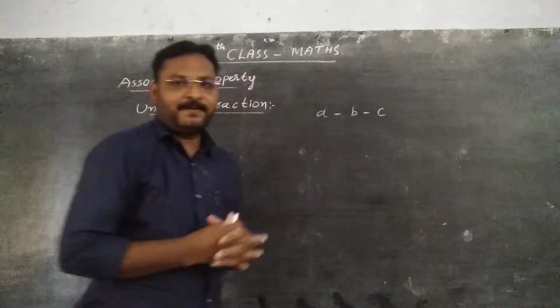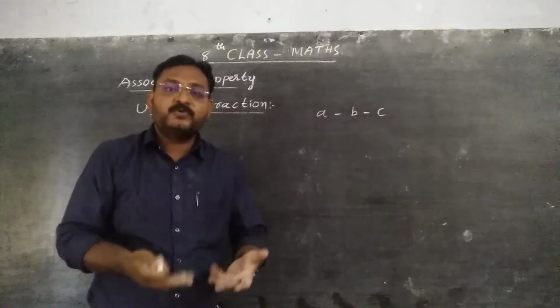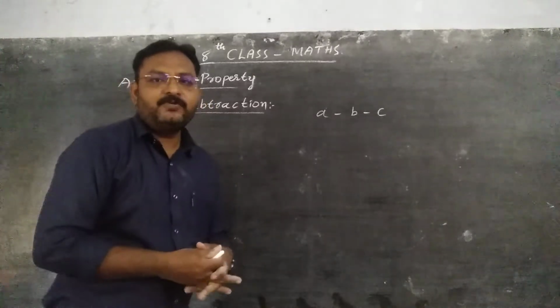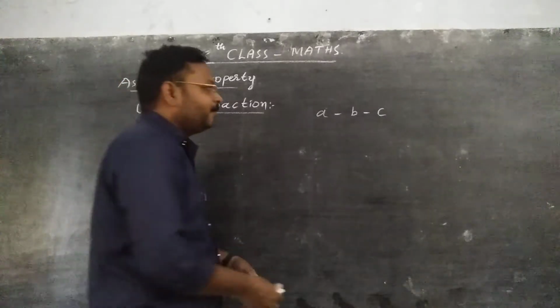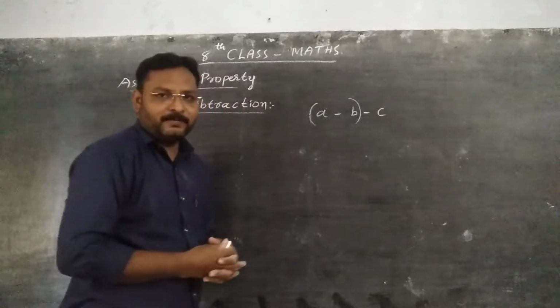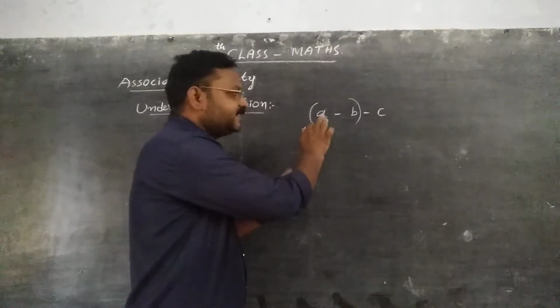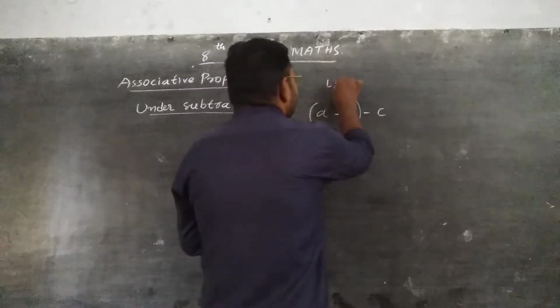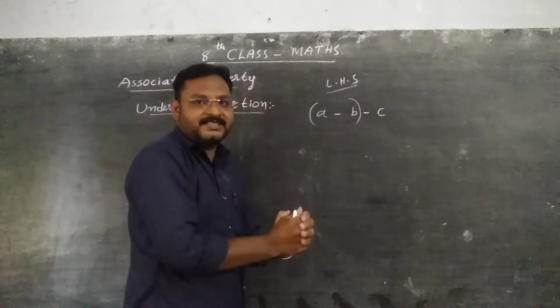minus. Subtraction means minus. But how we represent associative: first you keep a bracket for the first 2 numbers. (A minus B) minus C. This is called LHS.